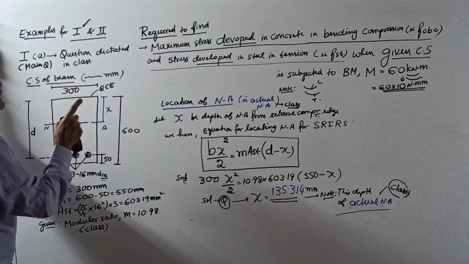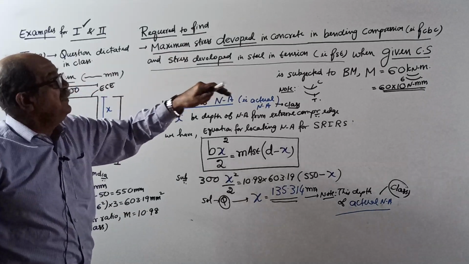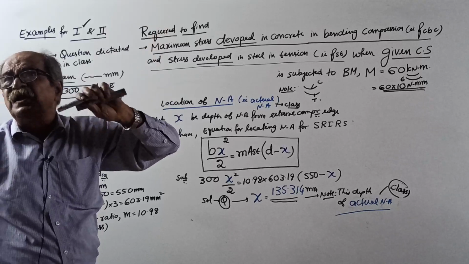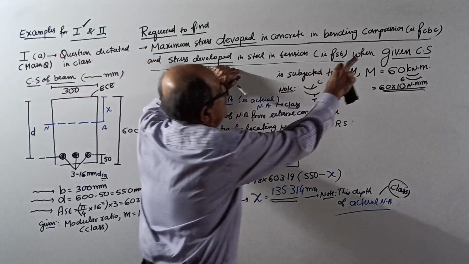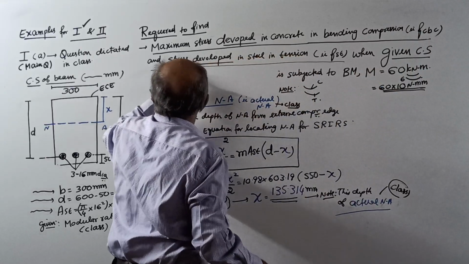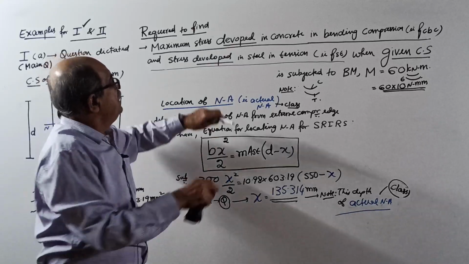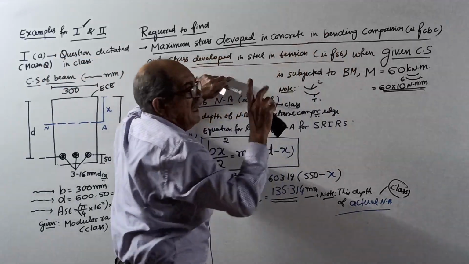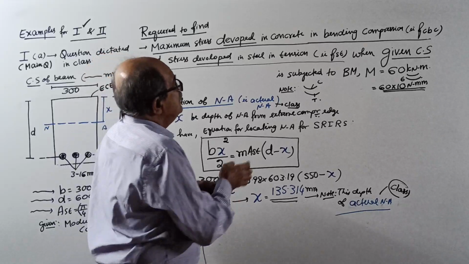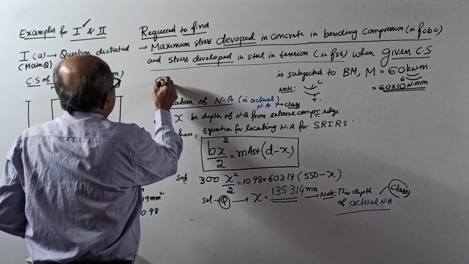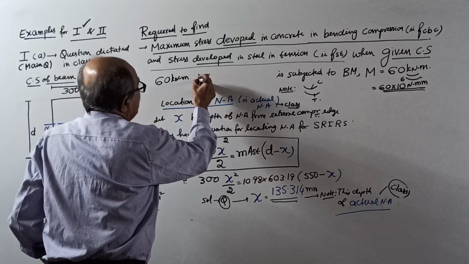the maximum stress developed in concrete in bending compression, or maximum compressive stress developed in concrete. That is called FCBC. And the stress developed in steel in tension, that is FST, when the cross section is subjected to a bending moment of 60 kilonewton meter. In the question given, sagging.